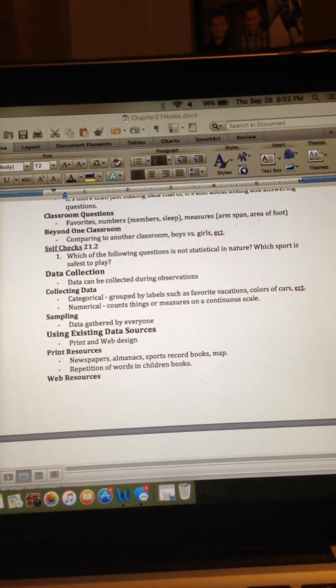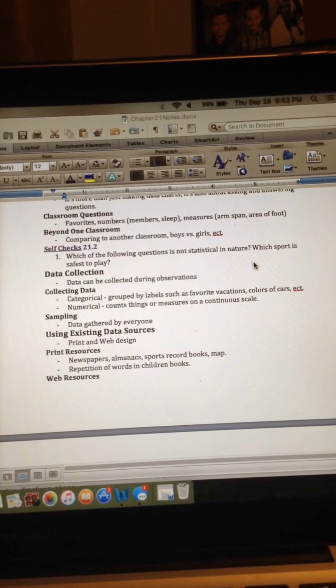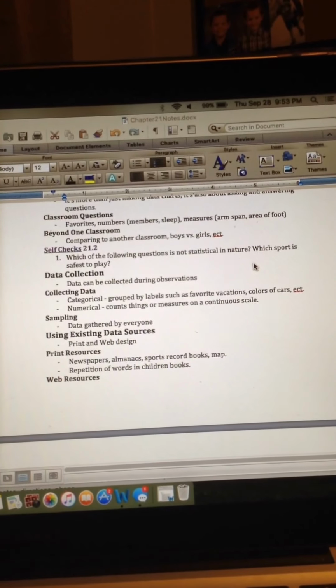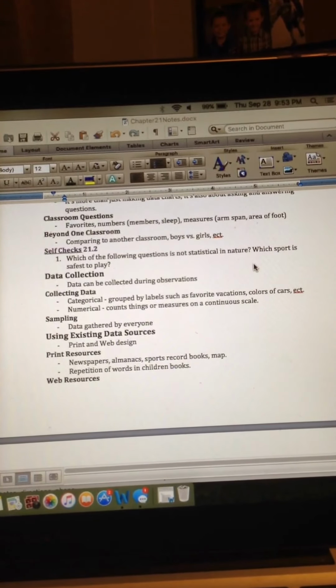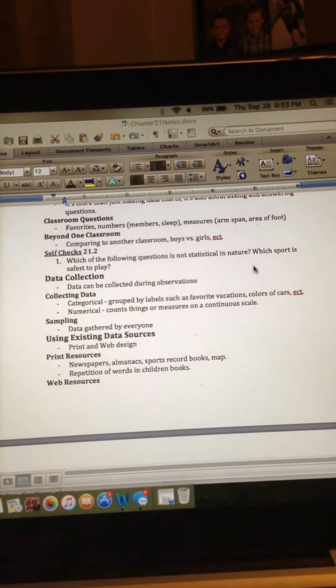This statement is not statistical in nature, which is which sport is safest to play, because there's not really any data that we can get from that. It's more of an opinion. It's not the number data that we would need. So that is the question I got wrong this week, and I figured out what I did wrong. So thank you.